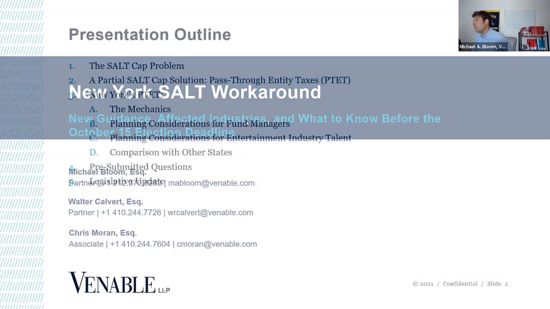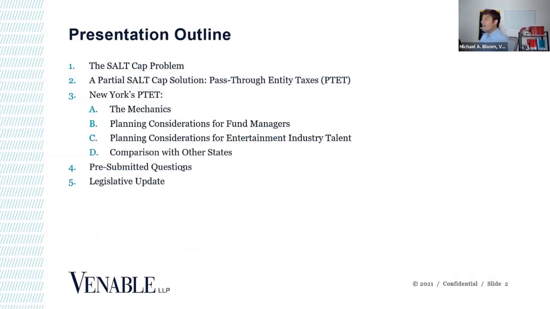Here's what we're going to cover. We have 5 general topics. We have the SALT cap problem. What is the issue that the pass-through entity tax or the SALT workaround in New York is designed to solve? Section 2, a partial SALT cap solution, pass-through entity taxes. How is a pass-through entity tax a solution to the SALT cap problem? Explain how those work together.